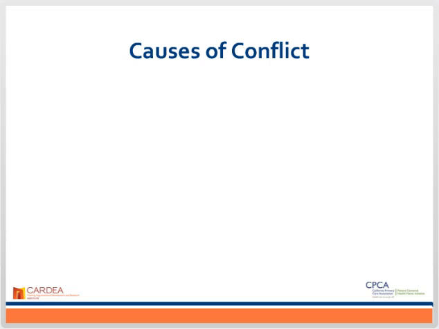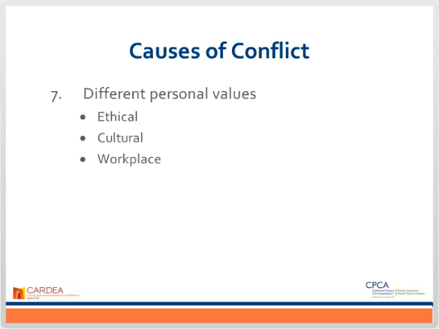In addition to these 6 causes, conflicts can be caused by different personal values, whether ethical or more commonly cultural or workplace values. For example, younger team members may be more comfortable with electronic communication, while older team members may be more comfortable with face-to-face interaction.